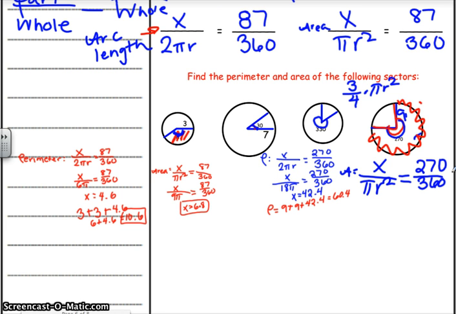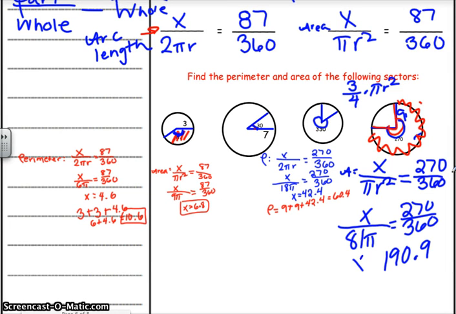R is 9, 9 squared is 81. X is to 81 pi as 270 is to 360. 270 times 81 pi divided by 360 is 190.9 rounded. And that's going to be a squared unit. I don't know what it is, but area is always square.